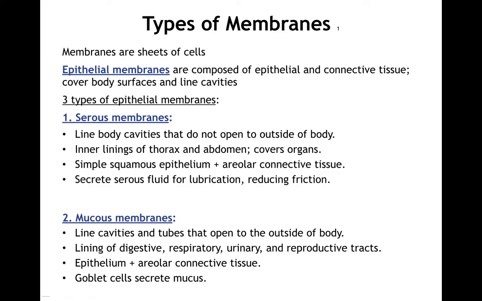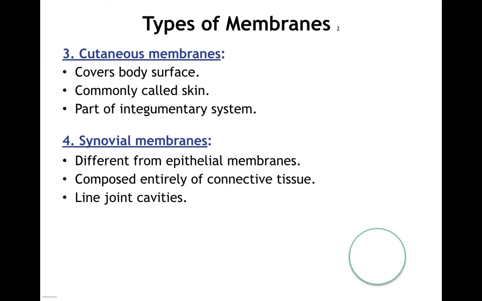We also have mucous membranes. Mucous membranes line cavities and tubes that are open to the outside of the body. So they are going to be lining the digestive system, the respiratory system, the urinary and reproductive tracts. They are made up of epithelium and areolar connective tissue. They also contain goblet cells, and those goblet cells secrete the mucus.